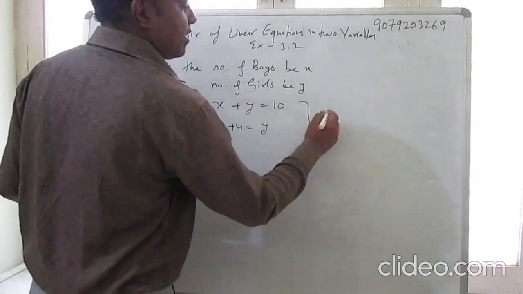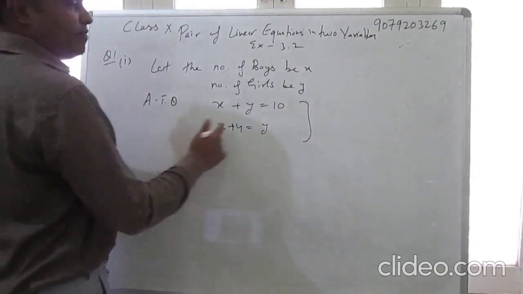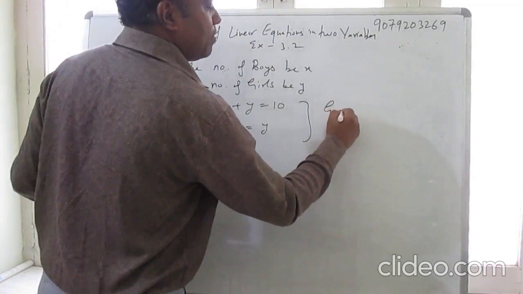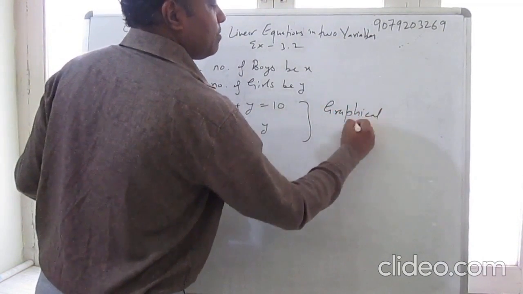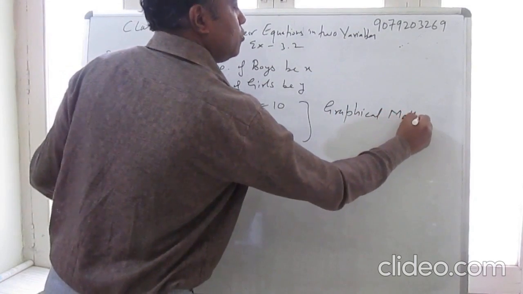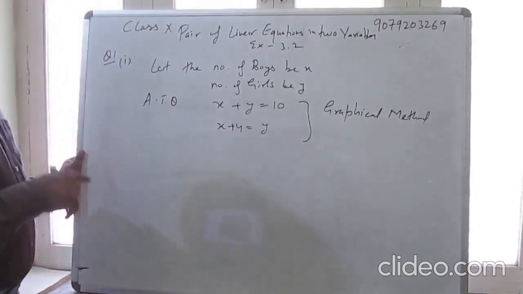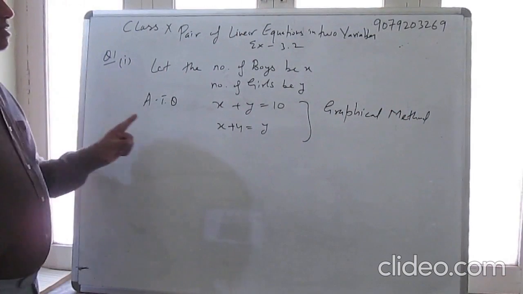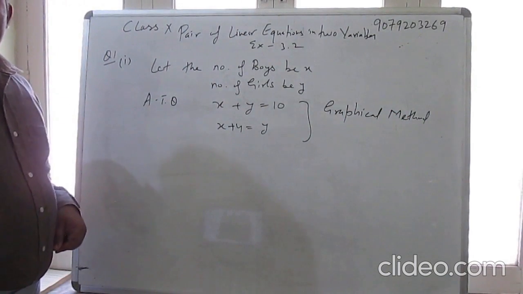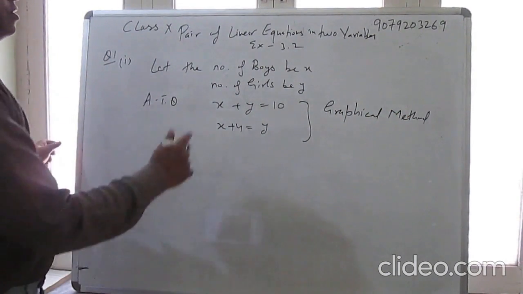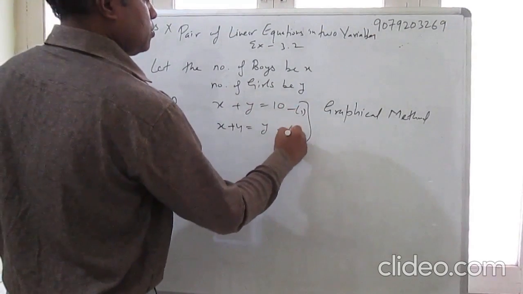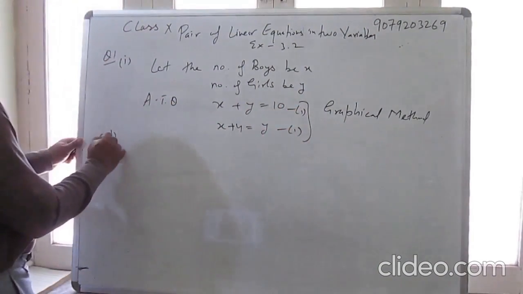How do we find this? Manually you can find it, but in this question you find it by the graphical method. You draw the graph, and where the lines intersect, that point is the solution. So this is equation 1, this is equation 2. Table for equation 1.